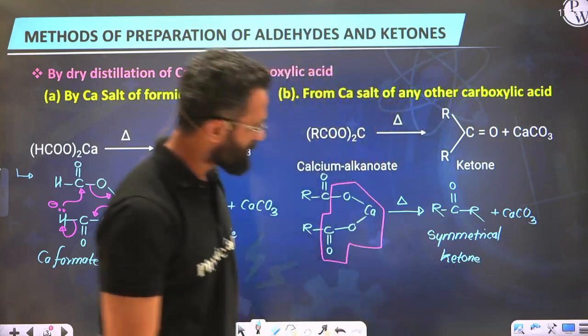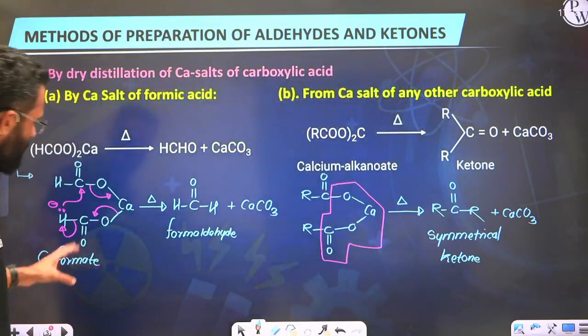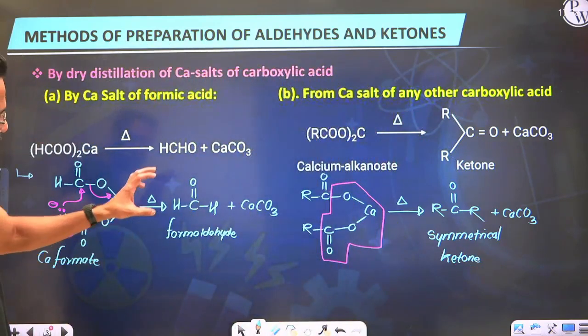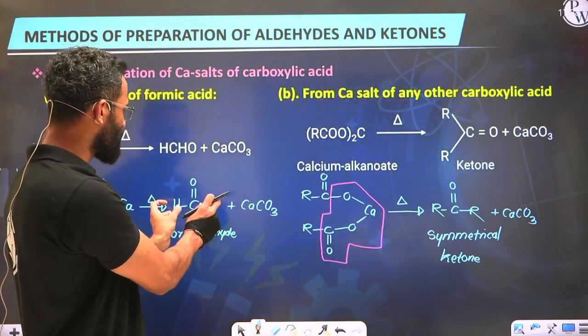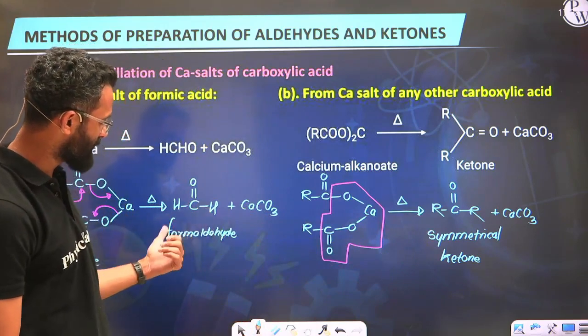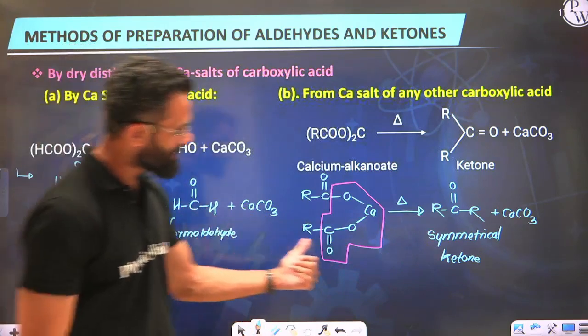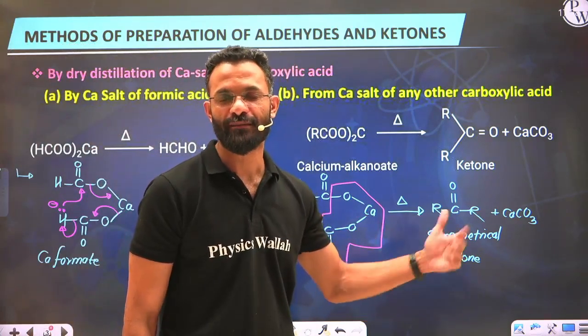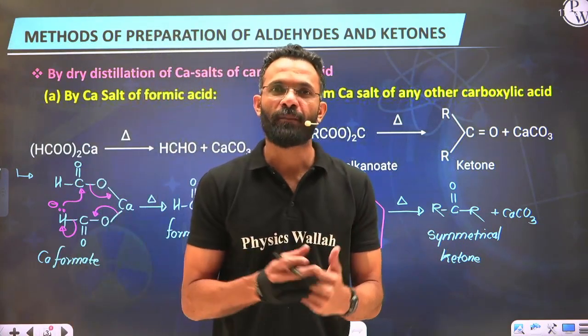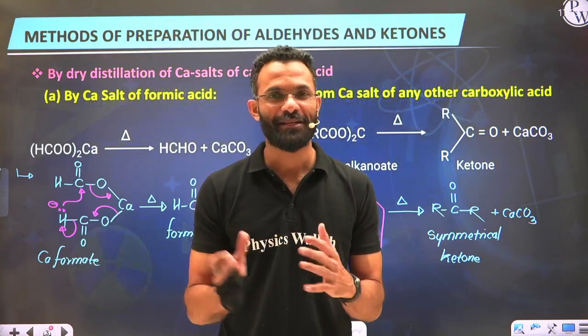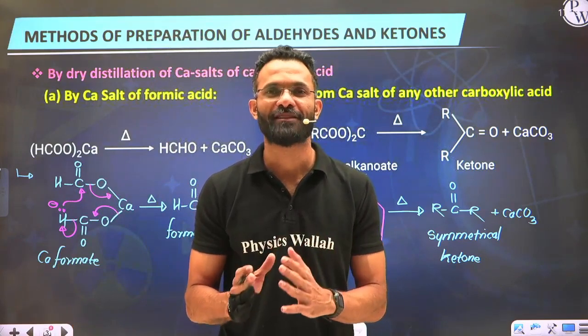So guys, what we have learned here, calcium salt of carboxylic acid upon heating produces aldehydes or ketones having two identical alkyl groups. Like in case of aldehyde, it is going to be formaldehyde. In case of ketone, it is going to be some symmetrical ketone. So in order to prepare symmetrical aldehydes and symmetrical ketones, these methods are perfect.